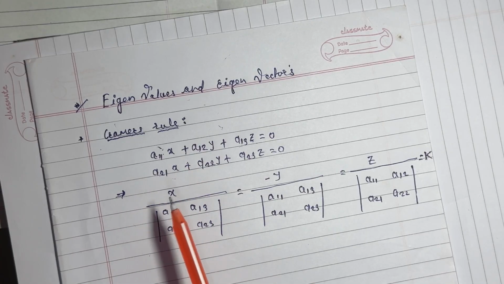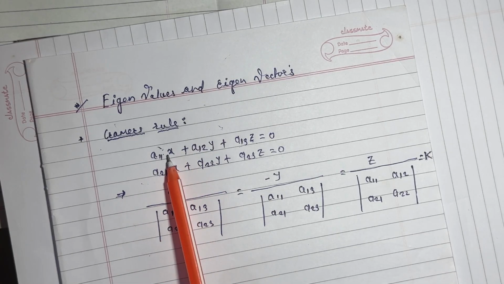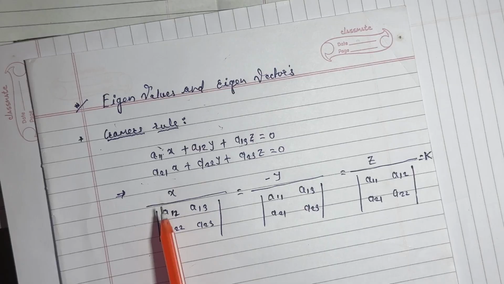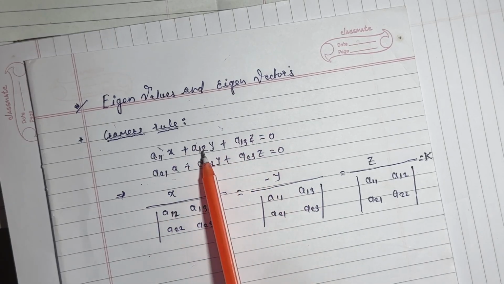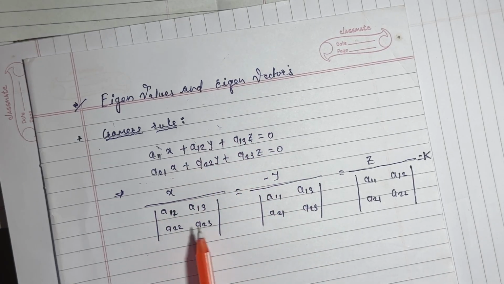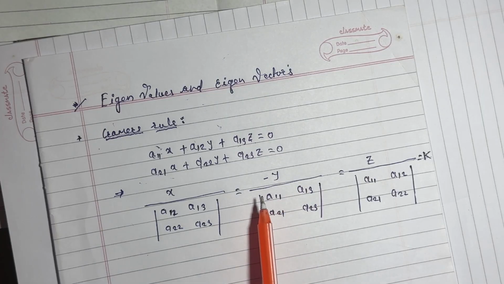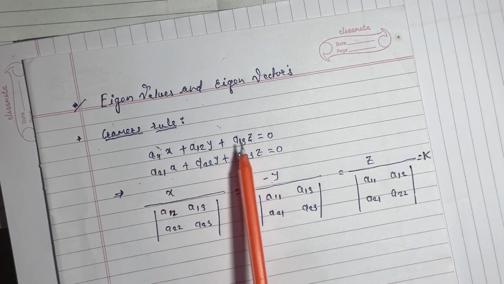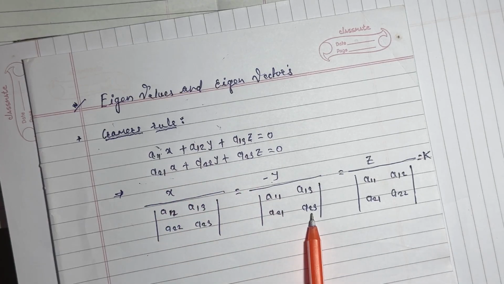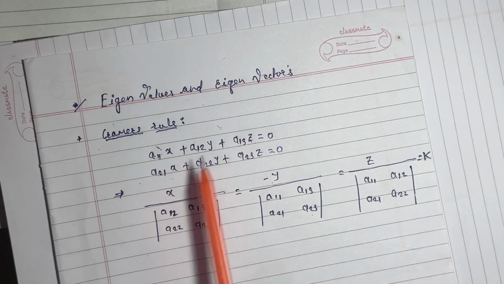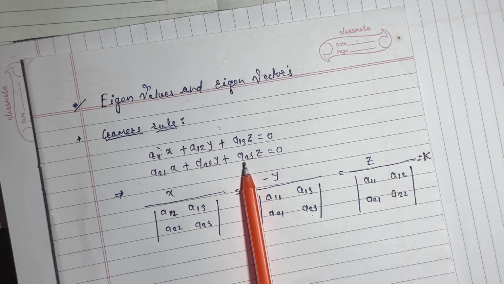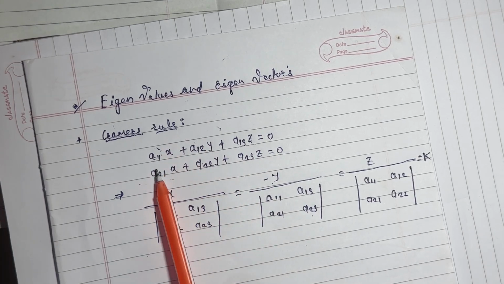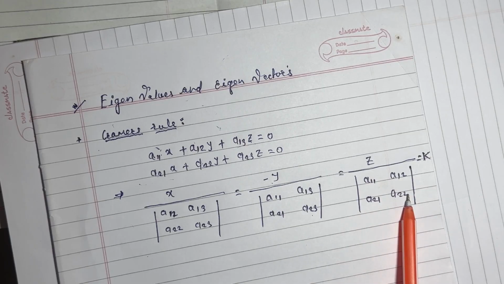You can see that for x we write x over the 2 by 2 determinant, which is a12, a13, a22, a23. For y we take negative y over the determinant a11, a13, a21, a23. For y we are taking these two columns of constant coefficients, and for z we are taking these two, that is a11, a12, a21, a22. And this is equal to some constant k.